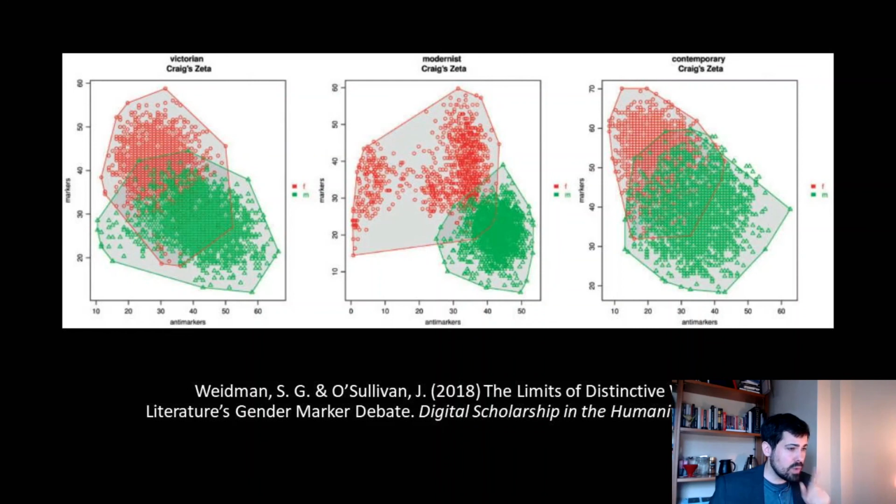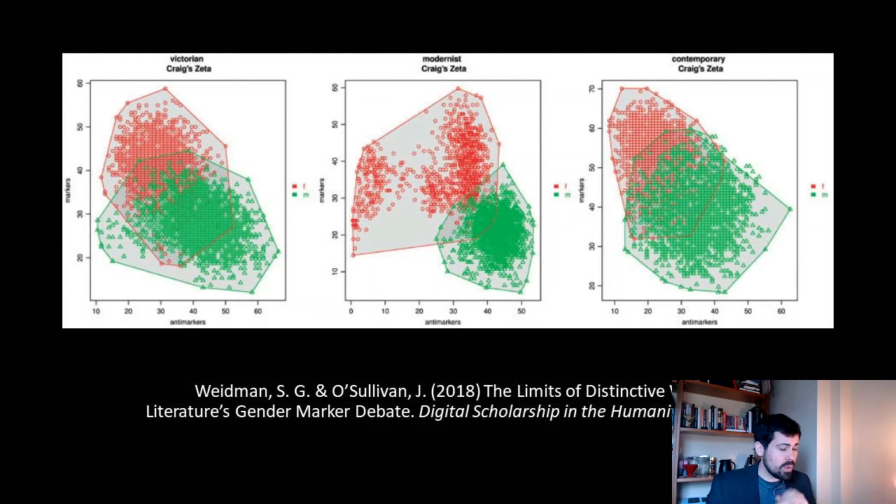And the women are quite different from the men, okay? But not only this, the women are quite different from each other, okay? You can see how scattered they are. Now we interpreted this, and again, you might disagree with our interpretation. We interpreted this as evidence that the modernist era, and when I say modernist in this context, I mean high modernism, so I'm talking about literature that was written from 1910 to 1940 or so.